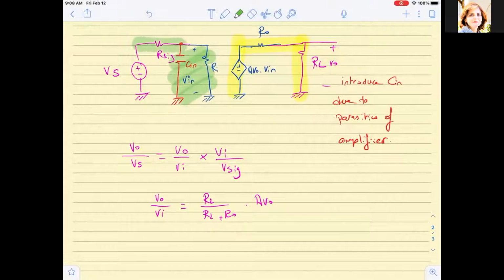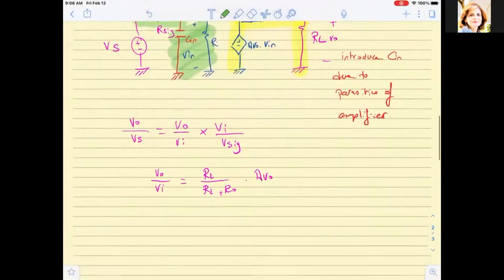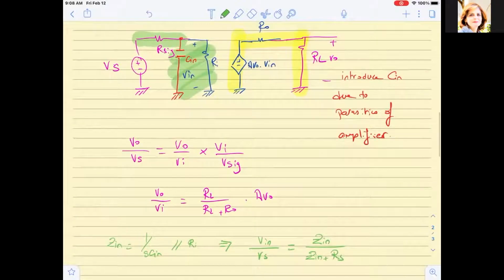I still have some form of voltage division, but if I call Zn to be equal to 1 over SCn in parallel to Rn, then I can claim that Vn over Vs is equal to Zn over Zn plus Rs. So Vn over Vs now takes a different form. Okay, so let us derive it, just to give you a refresher how we handle this.